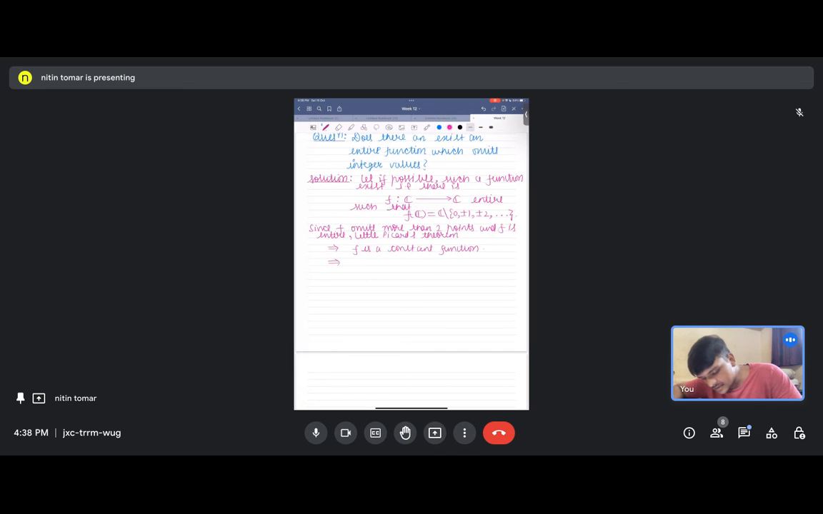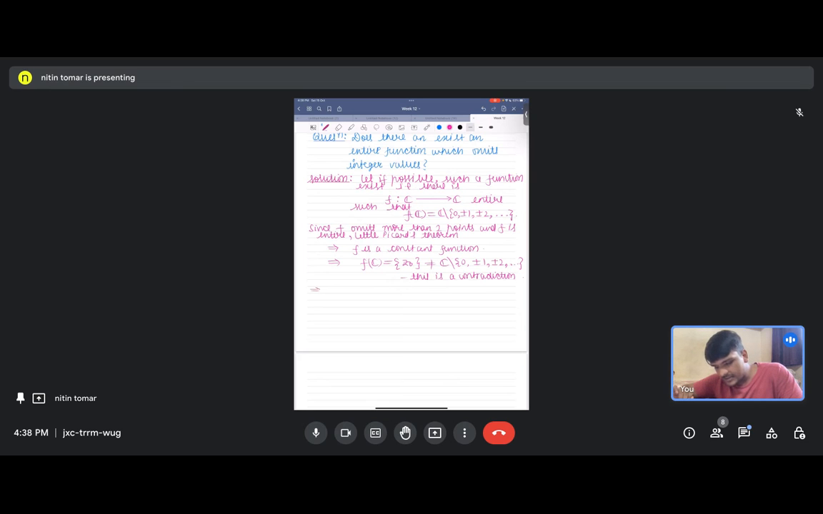so this implies the range will be a single digit, some z naught, right? And this is not equal to what we want, right? This is a contradiction, yes or no? Yes, sir. So why is this a contradiction? Because we have assumed that such a function exists, right? Contradiction comes because you have assumed some wrong thing, right?